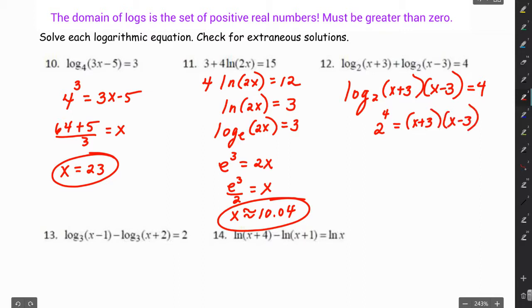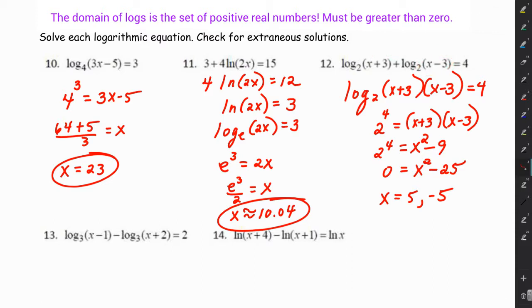Solve for x. So we're going to get x equals 5 and negative 5 when we solve that. If we put 5 in here, we'll get a number greater than 0. But if we put negative 5 in here, we're going to get a negative value, and that's not allowed with logs. Domain of a log is greater than 0, so we know that the only solution that works here is going to be positive 5.